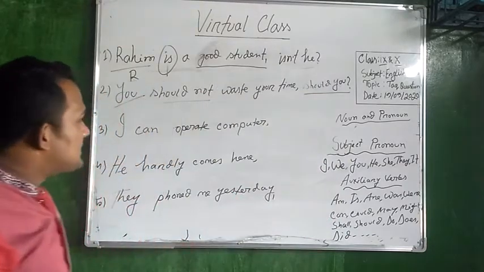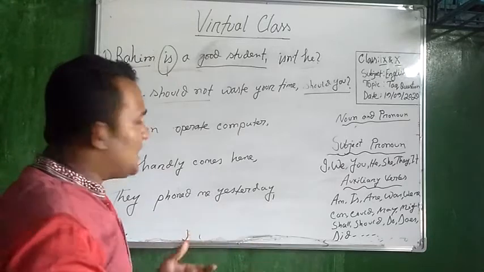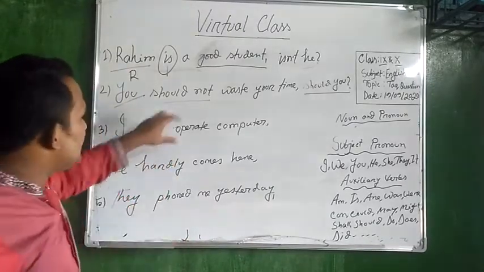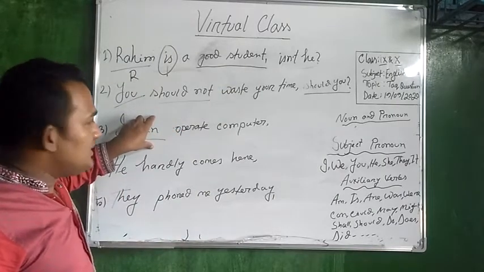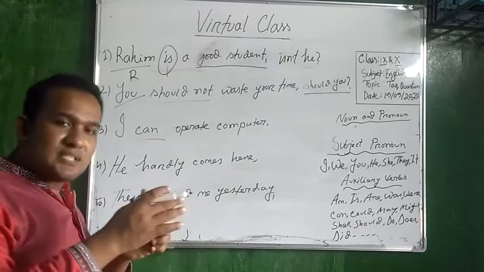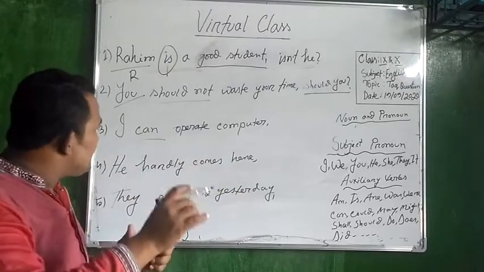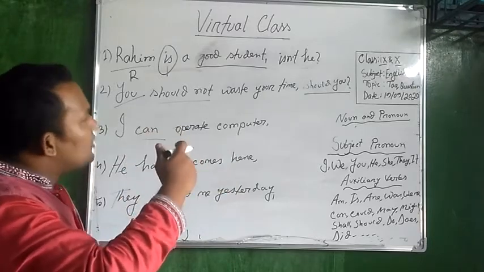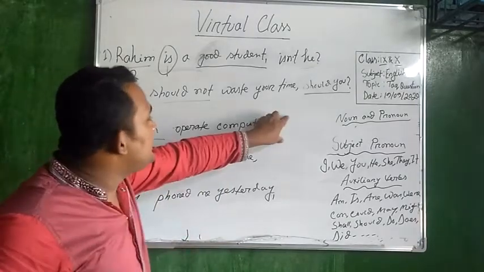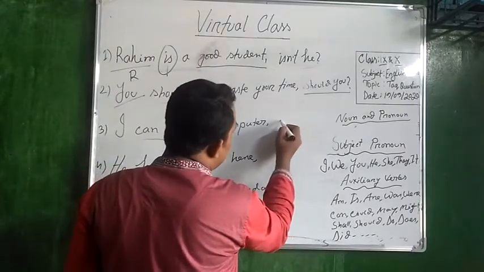So come to number third. I can operate computer. So you can see that this sentence is positive, or the statement is positive. I am telling you again, if the statement is positive, if the given sentence is positive, if the verb in the main part of the statement is positive, the question tag will be negative. So can, you have to put here negative form of can. That means cannot. So can't.